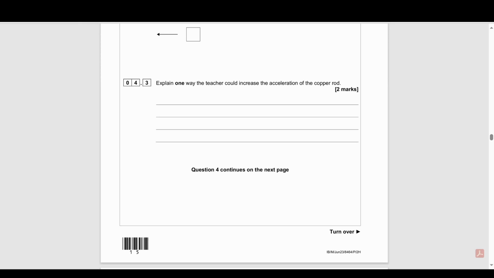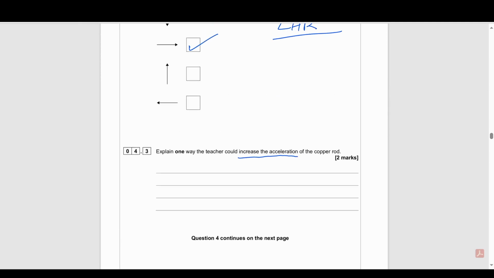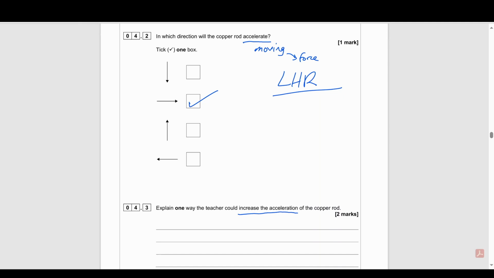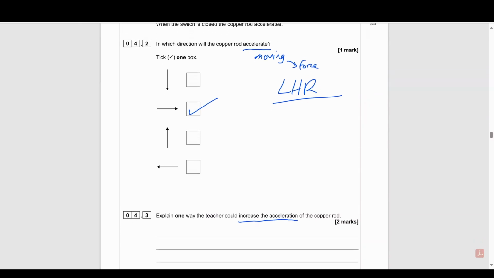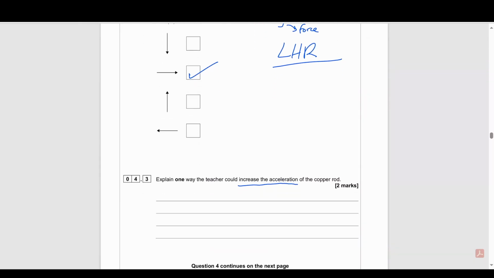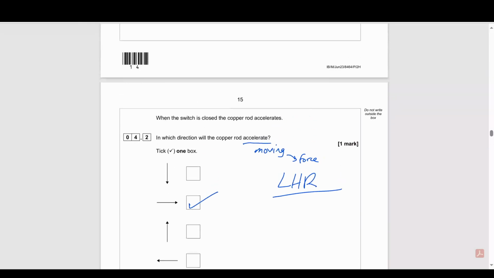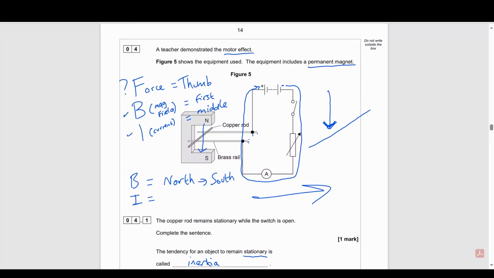Question 3. Explain one way the teacher could increase the acceleration of the copper rod. So that means causing the force to be greater. Because if the acceleration is going to be higher, that means that the force that is added to the copper rod has got to be greater too. So what is going to cause the force to increase from our circuit? What could we do?